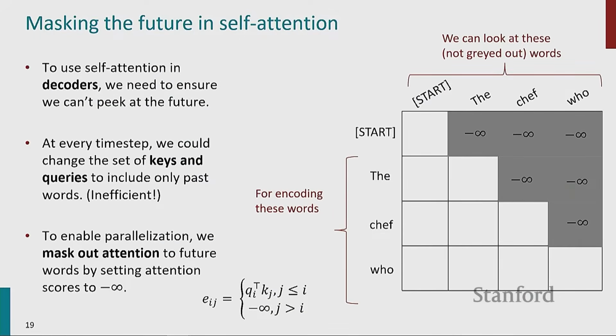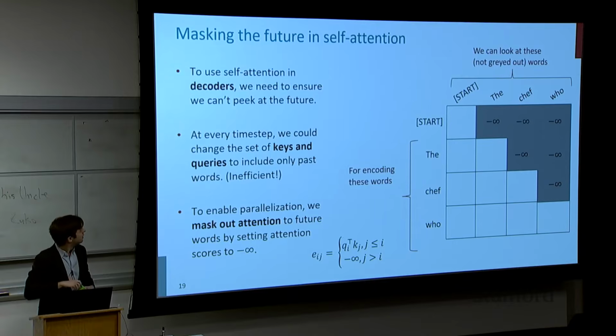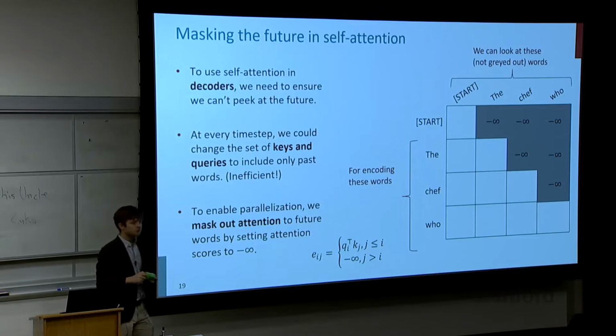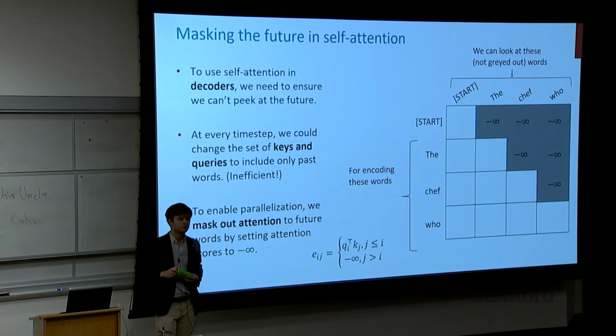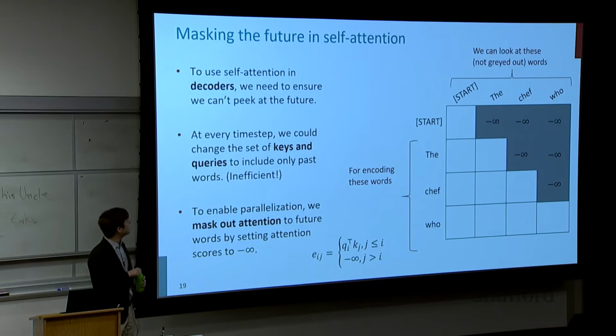Questions? So it says for using it in decoders. Do we do this for both the encoding layer and the decoding layer? Or for the encoding layer, are we allowing ourselves to look? The question is, it says here that we're using this in a decoder. Do we also use it in the encoder?